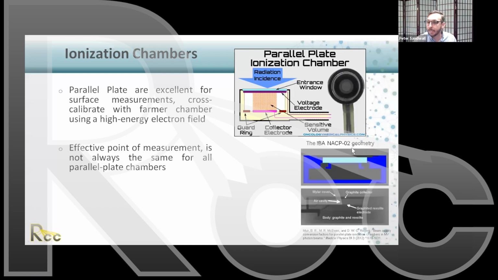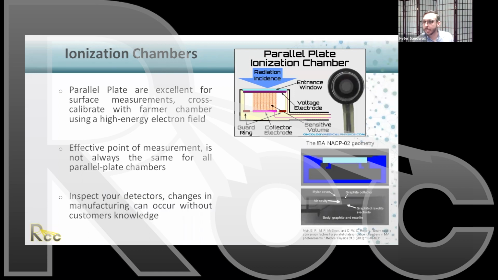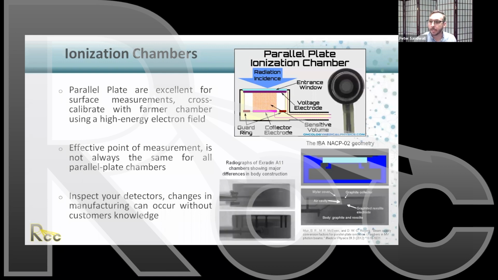Here's an IBA detector, showing the air cavity where the collector is and the body. This was published in a beam quality conversion factor for parallel plates. What they also showed was that those changes of manufacturing can occur without customers' knowledge. Here's two Extradent A11s with different manufacturing processes. You can see you've got screws and you've got different guard electrodes. This is going to change the response of your detector depending on what you're doing with it.